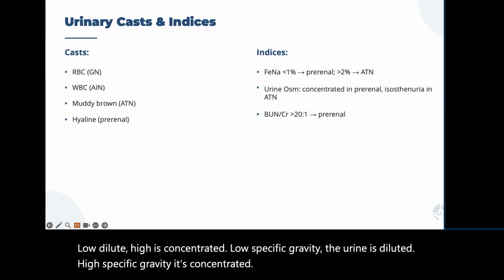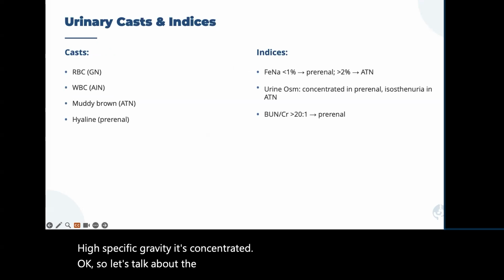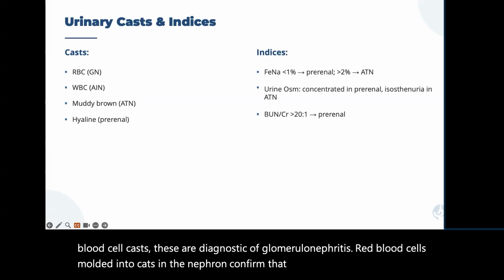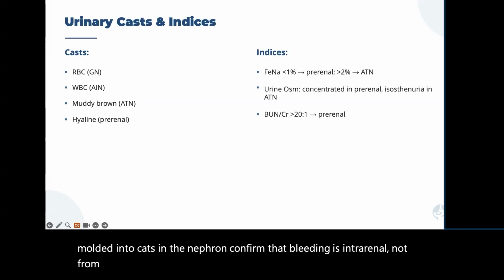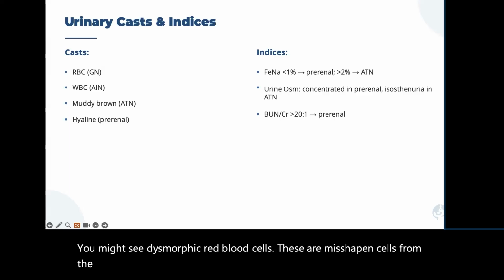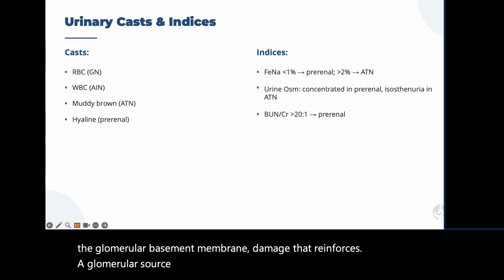Okay. So let's talk about the different urinary casts and indices. The red blood cell casts, these are diagnostic of glomerulonephritis. Red blood cells molded into casts in the nephron confirm that bleeding is intrarenal, not from the bladder or the urethra. You can only tell that on the microscopy. You might see dysmorphic red blood cells. These are misshapen cells from the glomerular basement membrane damage. That reinforces a glomerular source for the hematuria. Again, only visible on the microscopy.